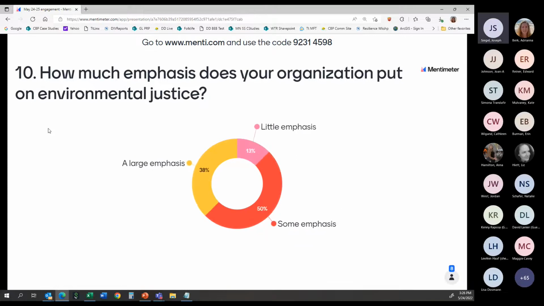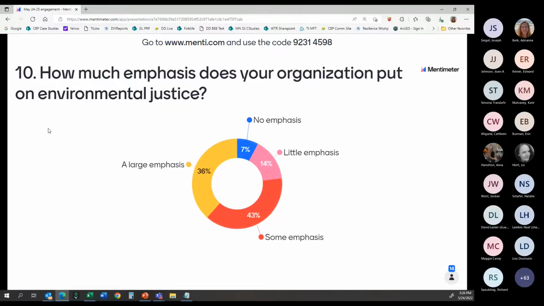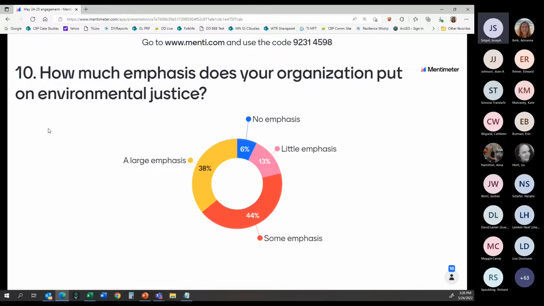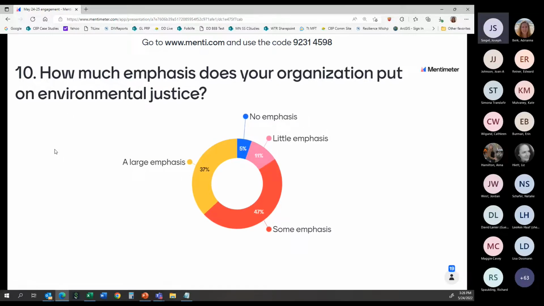So we have a larger emphasis, some emphasis, little emphasis. The donut keeps changing. No emphasis is the smallest. Some emphasis seems to be the largest.